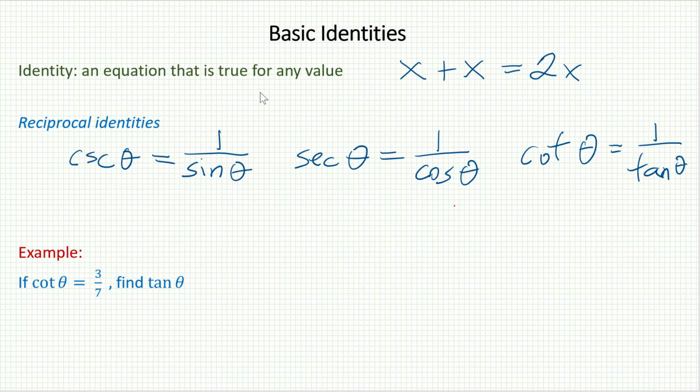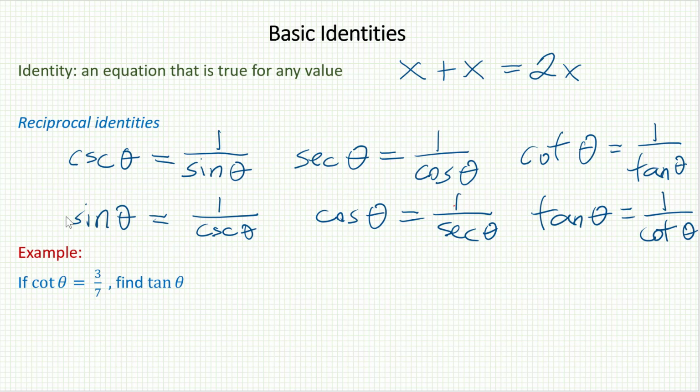But of course, if these three are true, the reverse relationships are also true. Reciprocation works both ways. So we have sine theta is 1 over cosecant theta. Cosine is 1 over secant. Tangent is 1 over cotangent. These reciprocal relationships are crucial in trig.